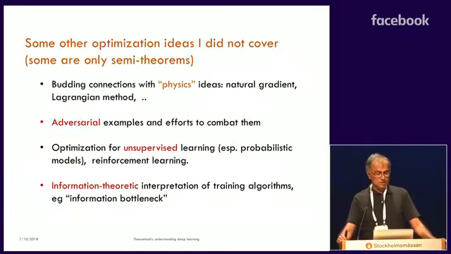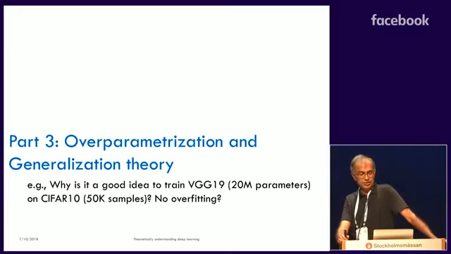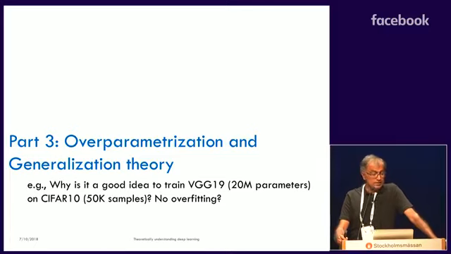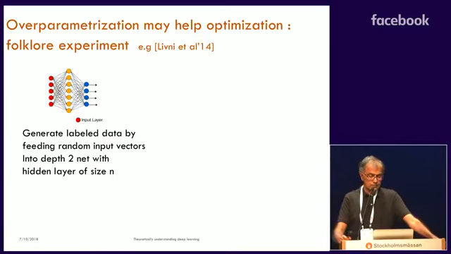So that's the end of the first part, that was the longest part actually, and now I'll go on to talking about overparameterization and generalization theory. As I mentioned, and as probably most of you know, these days it's quite traditional to not bat an eyelid at training a net with 20 million parameters on CIFAR10 with 50,000 examples. And no overfitting is observed, or very little. So why? And why is this a good idea?